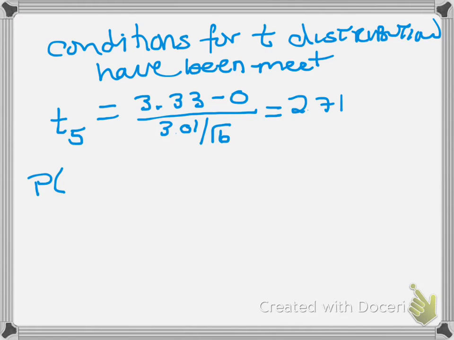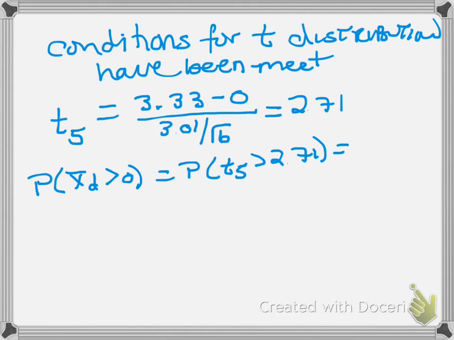So the probability that the mean difference is greater than 0 is equal to the probability that T sub 5 is greater than 2.71, which is 0.0211.